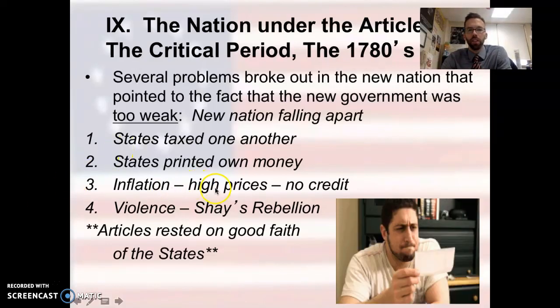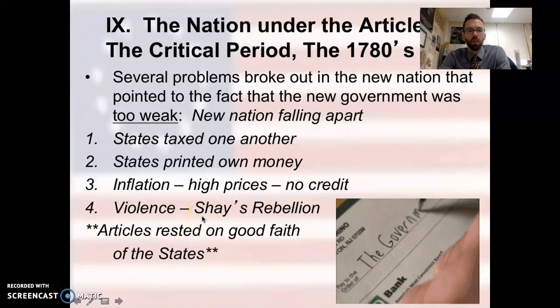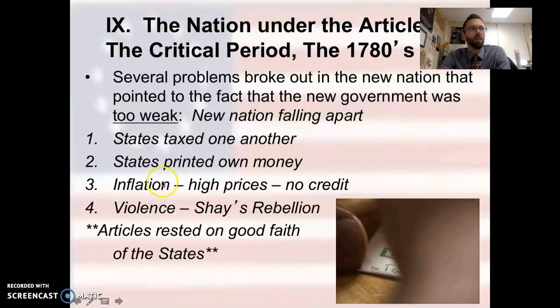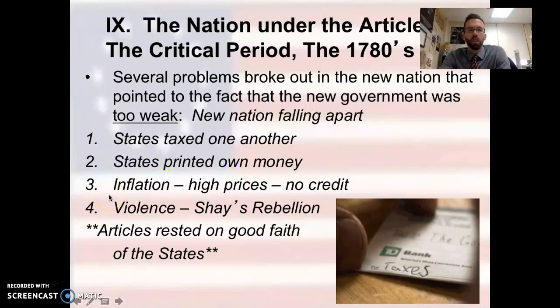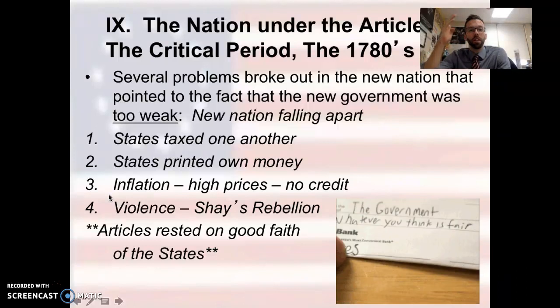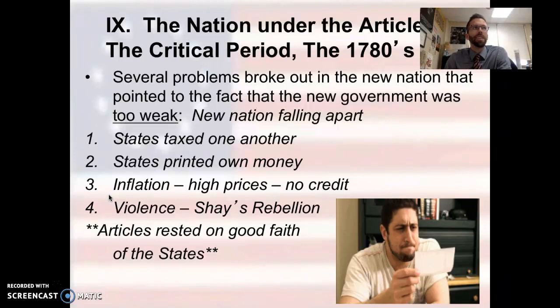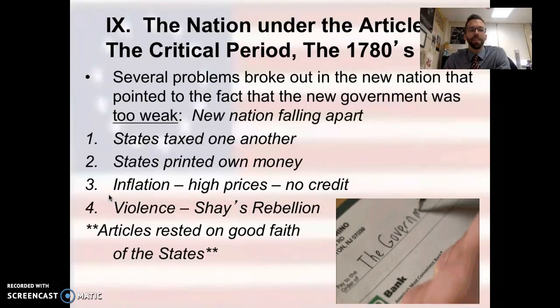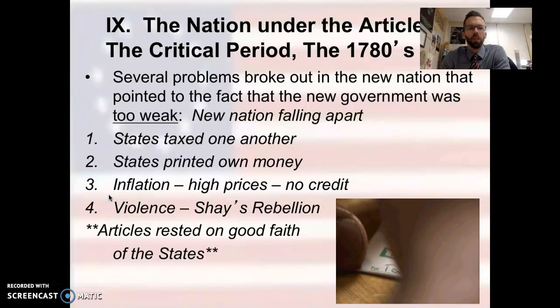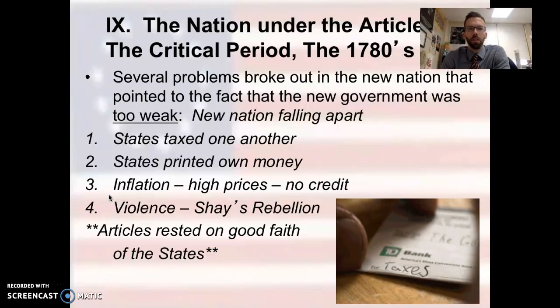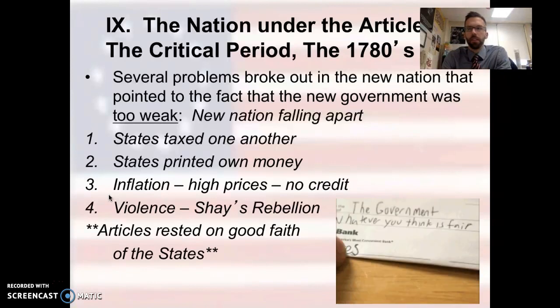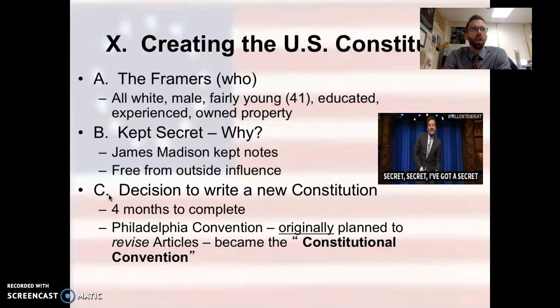With that, you have inflation, high prices. You have violence breaking out in certain areas. There's farmers in Massachusetts that go down and shut the courts down because they feel like the government isn't listening to them. And basically, the articles rested on the good faith of the states. Like, the states will do the right thing. People are virtuous. These citizens want to be part of this new government. They'll do the right thing. Well, no, that's not going to happen. So this is going to push us to create a new constitution, which we have today.